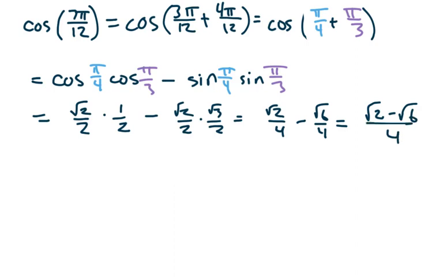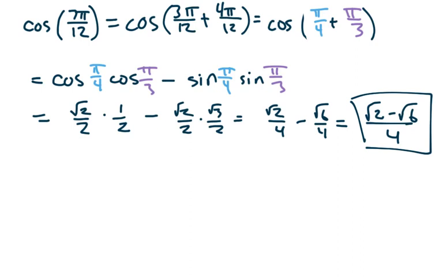And the last step, as before, is to write this as one fraction. Notice that 6 is bigger than 2, so radical 6 is bigger than radical 2, which means that, like 3 minus 5, this is a negative number. Which is cool because 7 pi over 12 is in the second quadrant where cosine is negative. We expect to get a negative answer.